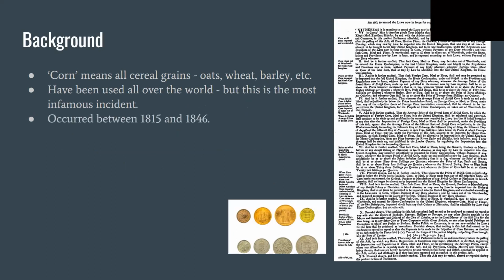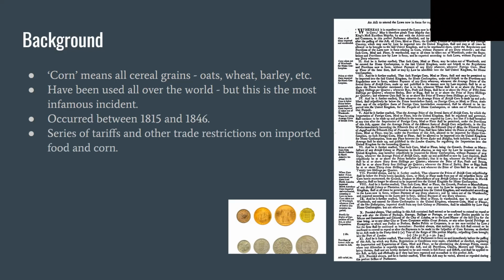The time period during which the Corn Laws were used was between 1815 and 1846. Despite many protests and angry civilians, the Corn Laws lasted for over 30 years. And in short, the Corn Laws can be described as a series of tariffs and other trade restrictions on imported food and corn, with the main objective of the Corn Laws being to keep corn prices high and favor local producers.